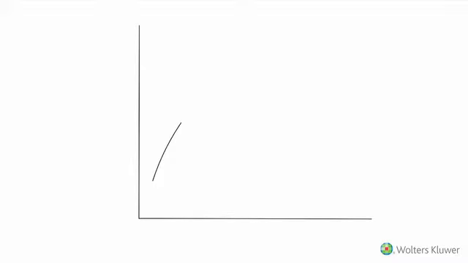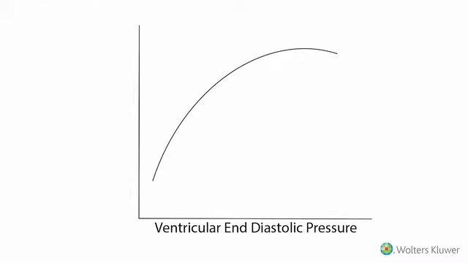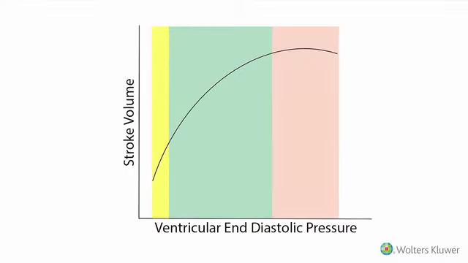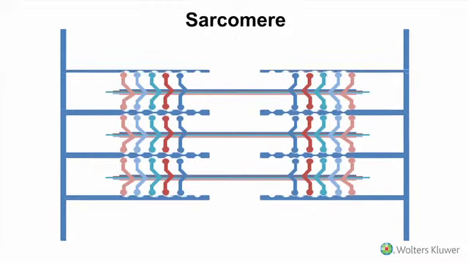The Frank-Starling curve represents the relationship between the ventricular end diastolic pressure, represented on the horizontal axis, and the stroke volume, represented on the vertical axis. As left ventricle end diastolic pressure increases, stroke volume, and thus cardiac output, progressively increases. This relationship is based on the structure of the sarcomere.